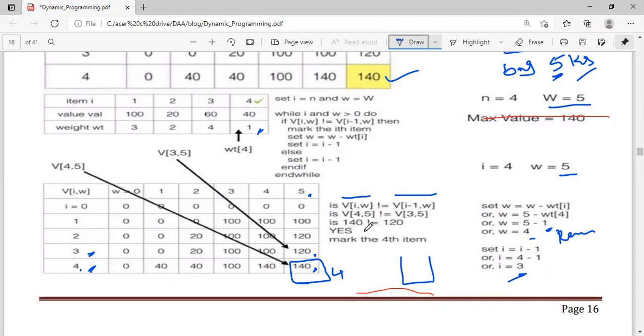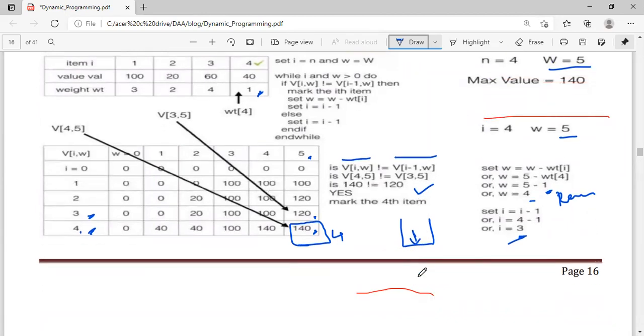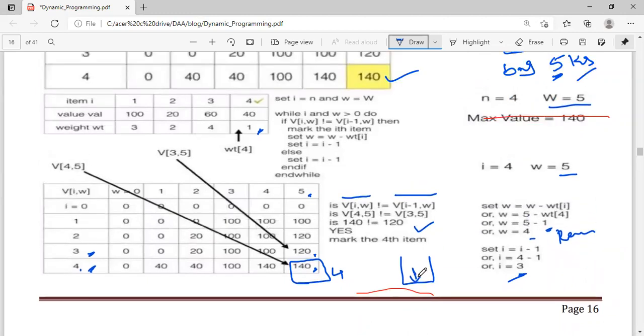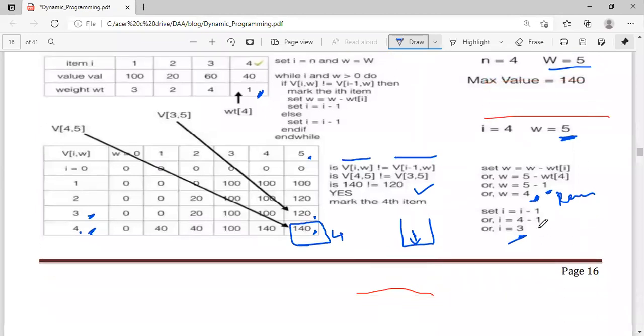So let's check it out. 140 does not equal 120. Yes, this is correct. That means this item is going to be added in the bag. So if we remove this one, what is the weight of the fourth item? The weight of the fourth item is 1. Our original bag capacity is 5, so 5 minus 1 is 4. 4 is the remaining capacity in the bag. Next, we reduce the I value by 1, so that is 3.